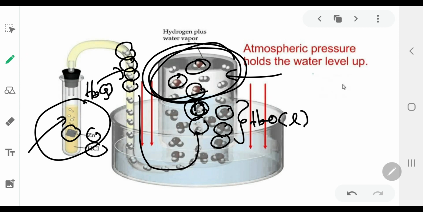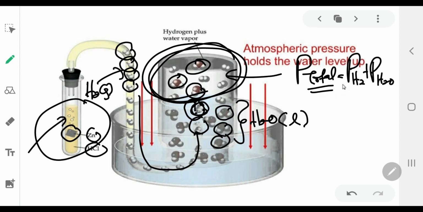This is going to be the total pressure, because it will be the partial pressure of H2 gas plus the partial pressure of water. Okay, so this is basically the concept that you need to get into your head, and try to imagine it every single time you have questions about the water displacement method to collect gas.